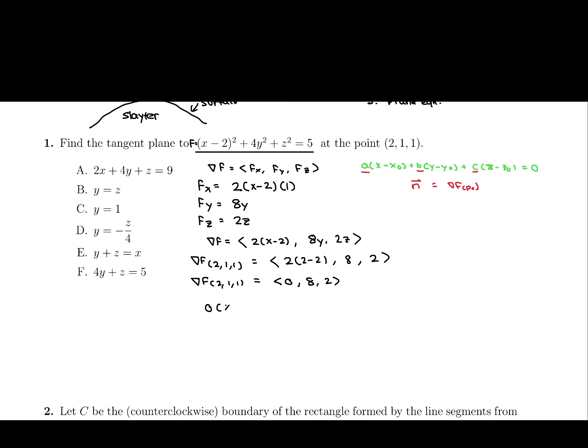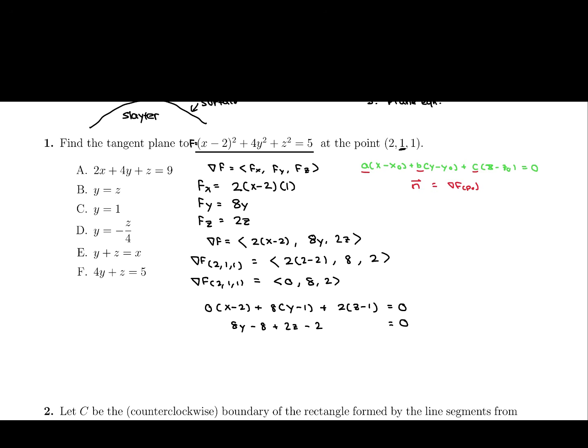It would be x minus the point at 2, and then b would be 8 times y minus 1, because these are the points, plus 2, and that would be z minus 1, all equal to 0. Okay, so when we distribute this, you get 8y minus 8 plus 2z minus 2 equal to 0.